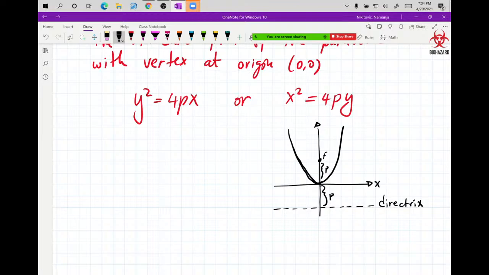Now, a parabola is defined like this: the distance, call it d1, from the directrix to the parabola, should be the same as this distance here. So d1 needs to be the same as d2. Obviously, the drawing that I have is terrible, so these two distances don't look the same in my picture.